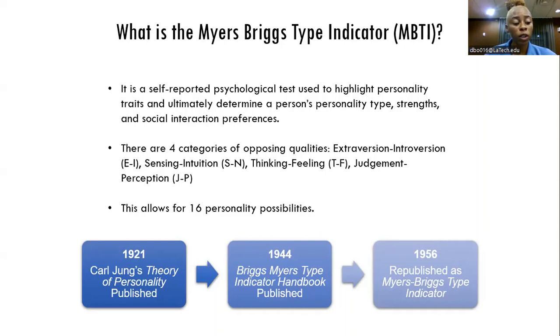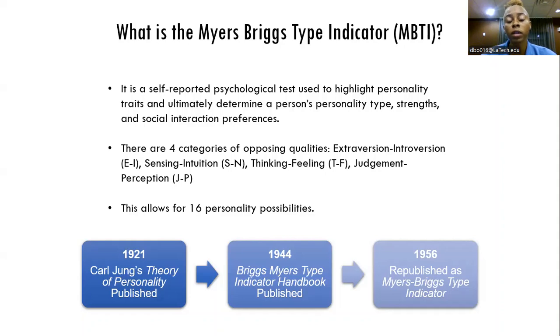The assessment itself was created by the daughter and mother duo of Isabella Briggs Myers and Catherine Briggs. The duo drew their inspiration from Carl Jung's theory of personality, which was published in 1921. And Carl Jung was a Swiss psychiatrist who took a unique approach to explaining the human psyche and how it worked. And the way he explained it, nobody had done before.